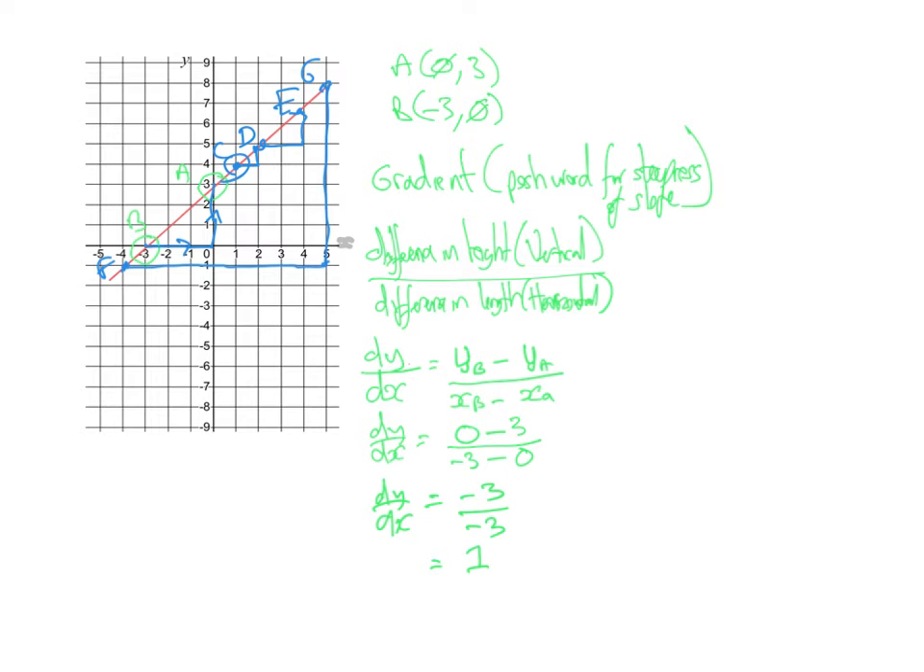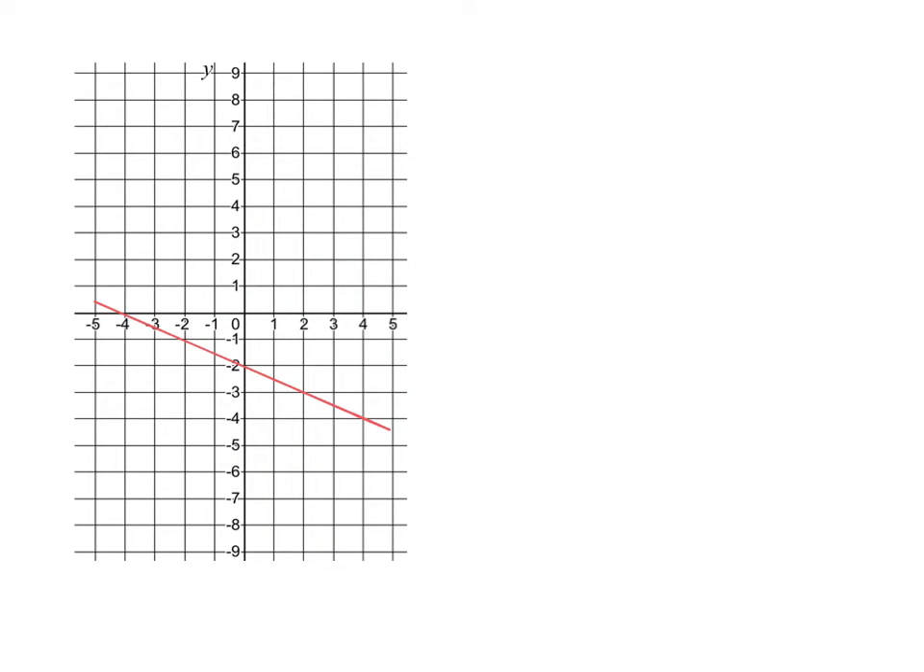Okay? Now 1 is a very special gradient. It's a line that rises up at 45 degrees if the x and y axes have the same scales. Now, what about a sloping downwards line? What do we think about that? Well, let's have a look. So here we have a line segment that slopes downwards, from left to right. You can see the slope is down.